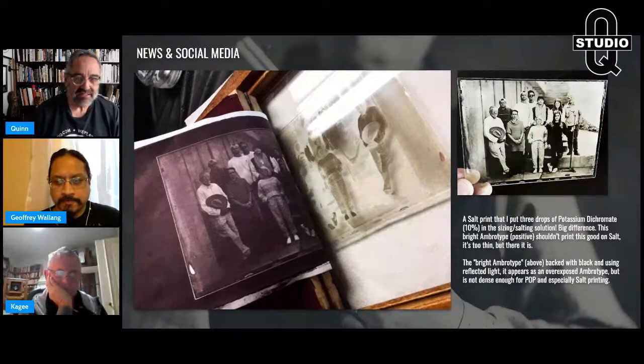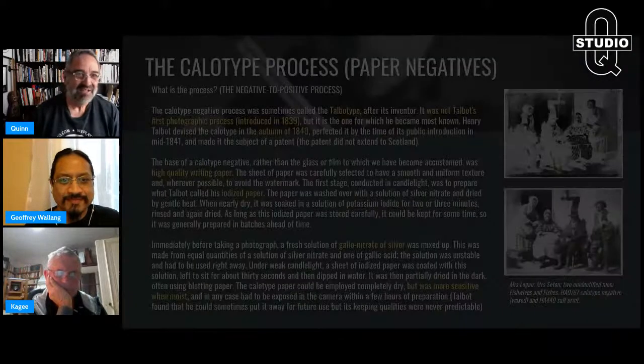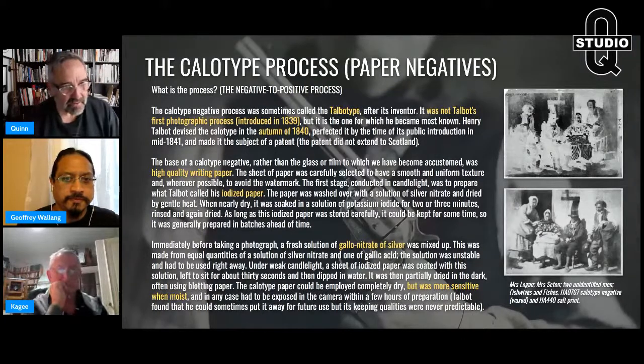So anyway, that's a salt print from a bright ambrotype, which technically you shouldn't be able to do, but with some potassium dichromate in the sizing salting solution. So here we go. This is the calotype process.